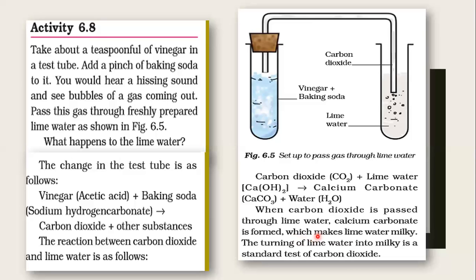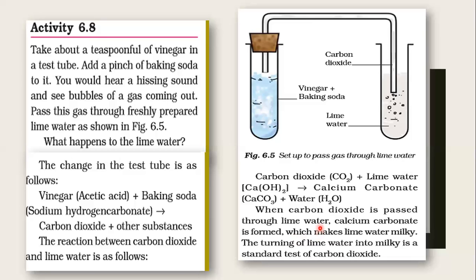And because of the formation of calcium carbonate, the color of the lime water will change into milky. It will get a new color like that of milk. Understood? Lime water generally looks like water only, not having any other color. But on passing carbon dioxide gas through lime water, it will change into a milky color. You will get a color like that of milk.